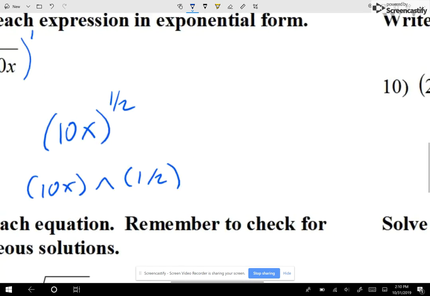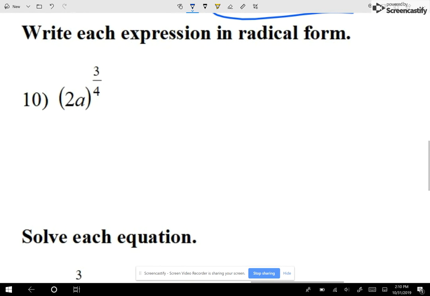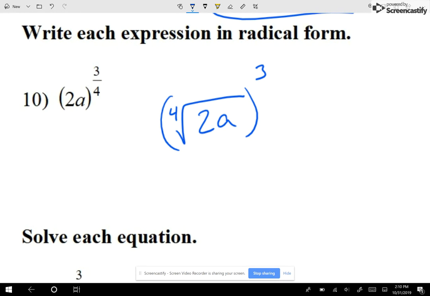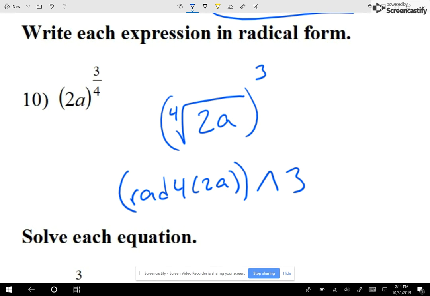Now for question number 10, I'm going to do the opposite. I give it to you in exponential form, and I want it in radical. So my radical form, inside the radical, I'm going to have a 2a. Now my root in this case is the 4th root, and all of this is to the 3rd power. The way I'm going to type this, I'm going to write rad forward of 2a, but all of this to the 3rd. Do keep in mind though, it's going to look like I have 2 sets of parentheses that I'm closing at the same time.